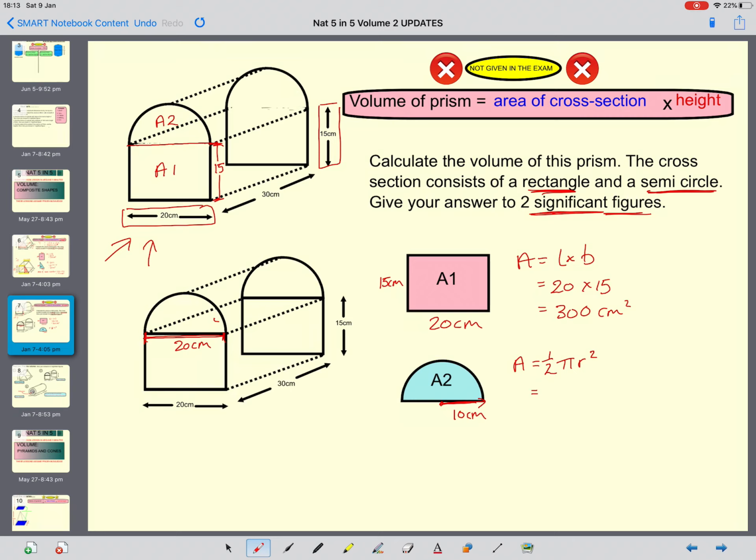And you're going to plug that into your formula. So it's a half multiplied by pi, which is 3.14. Just use your pi button on your calculator, multiplied by the radius, which is 10 squared. If I just type that into my calculator, I get an answer of 157.0796. Now keep that as accurate as possible.